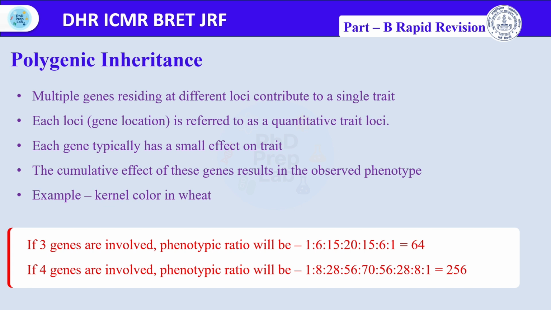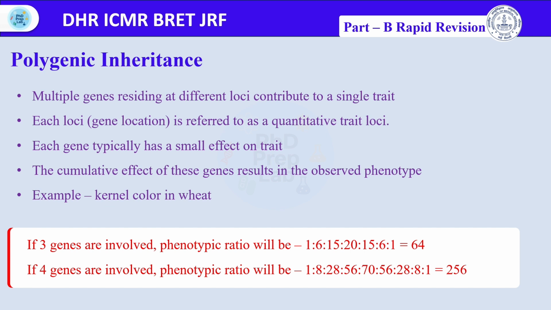So these points are very, very important. Each gene typically has a small effect on the trait. So multiple genes, one single trait affected. Each gene will have small contributions, small effects on the trait, and the cumulative effect of these genes results in the observed phenotype.